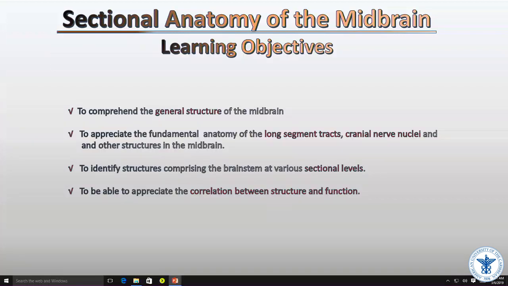Okay, so what we're looking at understanding today is the general structure of the midbrain. Now, we saw the external features, some of the important structures yesterday, but today we are going to look within. We're going to look at sectional anatomy of the midbrain. We're going to look at a few important long segment tracks, just a few of those. 2 cranial nerve nuclei. Yes, anybody can remind me which cranial nerves are associated with the midbrain? 3rd and 4th. So we're going to look at 2 sectional levels, one at the level of the 3rd cranial nerve, one at the level of the 4th cranial nerve. And then we're going to look at some correlation between the structure and function of some of these areas of the midbrain.